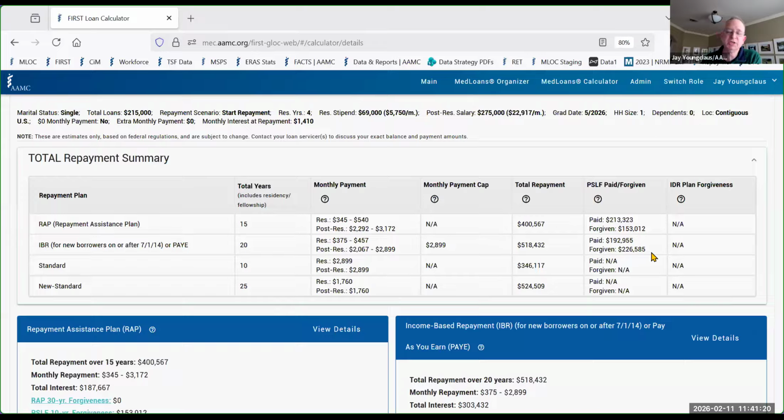But the reason I'm mentioning it so much here is that the IBR plan has a payment cap. So here it's almost $2,900 a month. And because that caps your payment, you're going to pay less over the 10-year time frame. So you can see here in the IBR, you'd pay $192, whereas in RAP, you would have paid $213. It's not a huge difference over a 10-year time frame, but it's not nothing. So it's around $20,000, and you can see the forgiveness is quite a bit different because the interest had been accumulating. The PSLF is resulting in more forgiveness after the 10 years, but really because of the cap, you pay less in IBR. Again, it's a very special scenario.